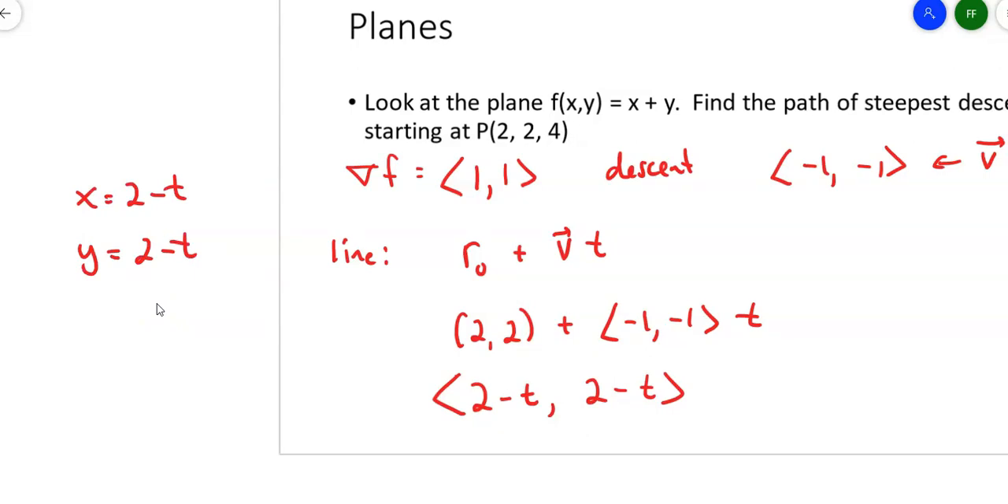So in other words, if I placed a ball on there and started at, let's say, t greater than or equal to 0, it would go in that direction. It'll roll down the plane in that path, where x equals 2 minus t and y equals 2 minus t.